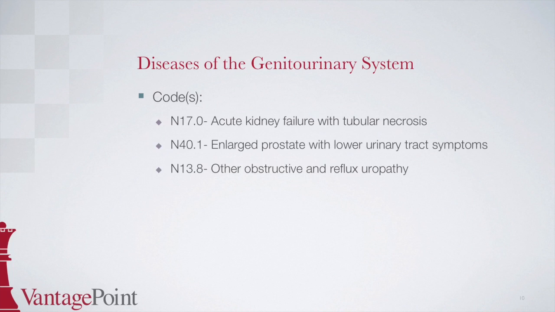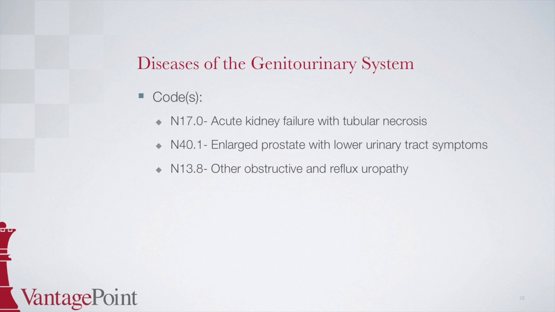The first code is N17.0, acute kidney failure with tubular necrosis. To locate this code, start at failure in the alphabetic index, then find kidney, and then acute. Here there is a note which states, see also failure, renal, acute. After following these directions, find the word with, and then tubular necrosis indented below, which points to N17.0, which you would then confirm in the tabular.